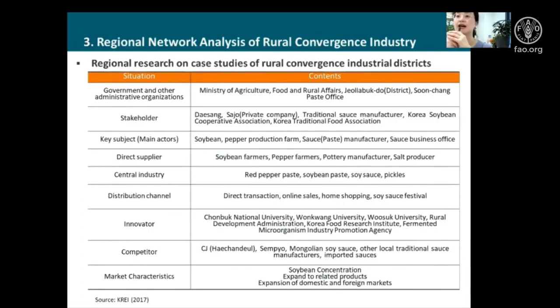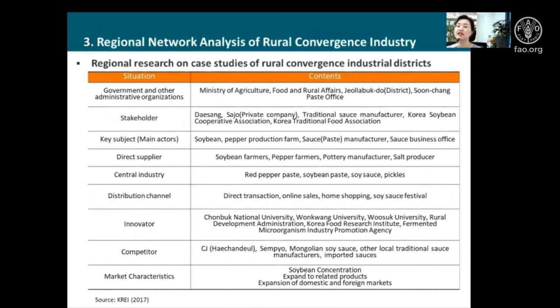From now on, I would like to introduce you to a case of the gochujang cluster. Gochujang is the fermented food paste of Korea produced from hot chili pepper, and this case studied Suncheon-gun, Suncheon County, located in the southern part of the Korean Peninsula, which has long been known as a good area for farming due to its good water and fertile soil.